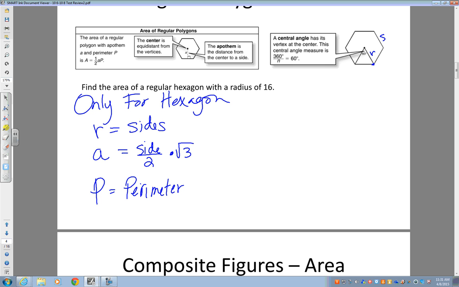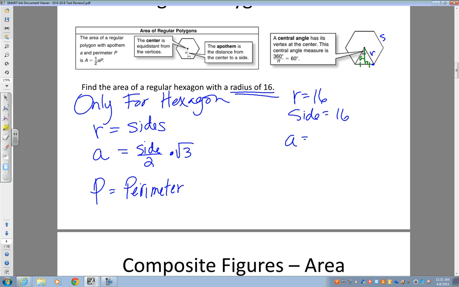Okay, so in here, that's your radius. You remember your apothem always has to be perpendicular, and it's always going to bisect that side. That's why we divide it by 2. Bisect means we're going to divide by 2. So in this problem, they tell us the radius equals 16. So what is our side? It's also 16. Whatever the radius is, that's also the side for a hexagon.